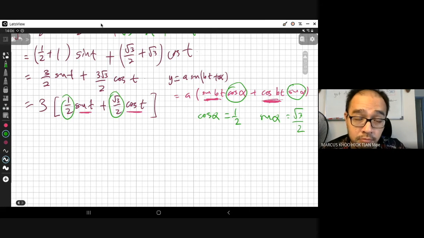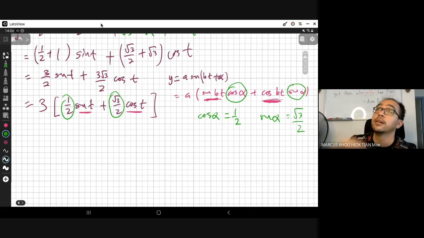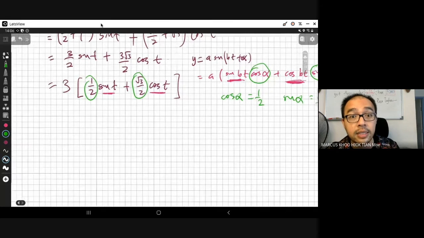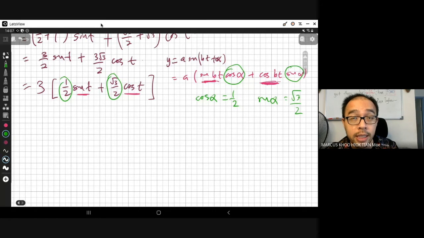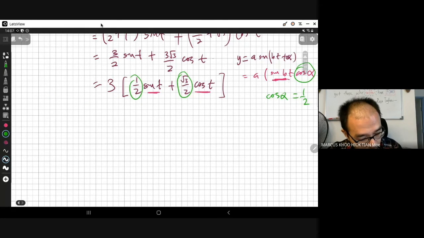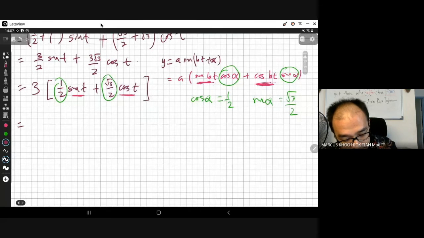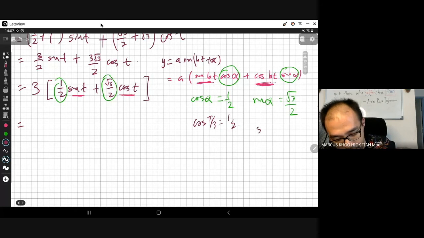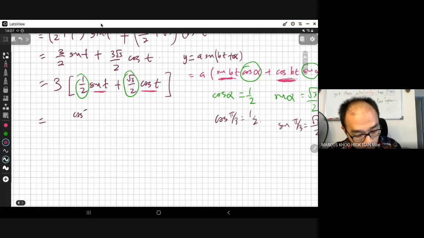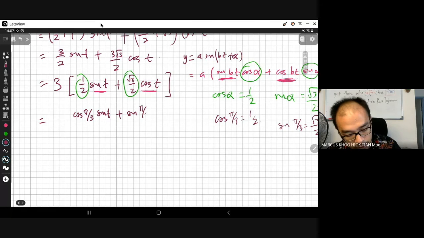Cos alpha is half, or sin alpha is square root 3 over 2. You get the same angle actually. Cos alpha is half, half is 60, which is pi over 3. So cos pi over 3 equals half, and sin pi over 3 equals square root 3 over 2. Let's substitute the half with cos pi over 3 sin t plus sin pi over 3 cos t.